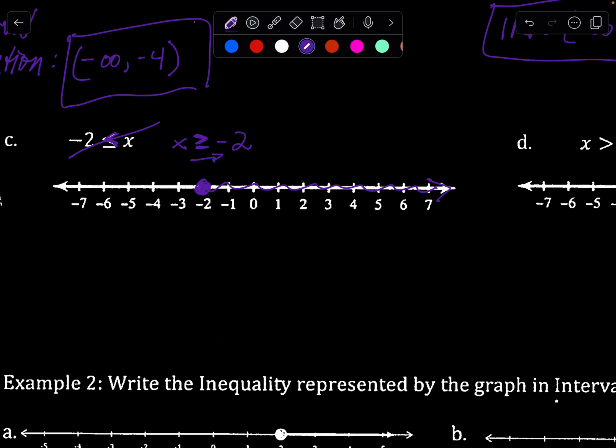Maybe I'll change the color, then make it a little bit brighter. Okay. Our interval notation, since it is a filled dot, we're going to make it a bracket. Here's an infinity on this end. We're going to throw a parenthesis on it. Our interval notation for this one is going to be bracket, negative 2, comma, infinity.